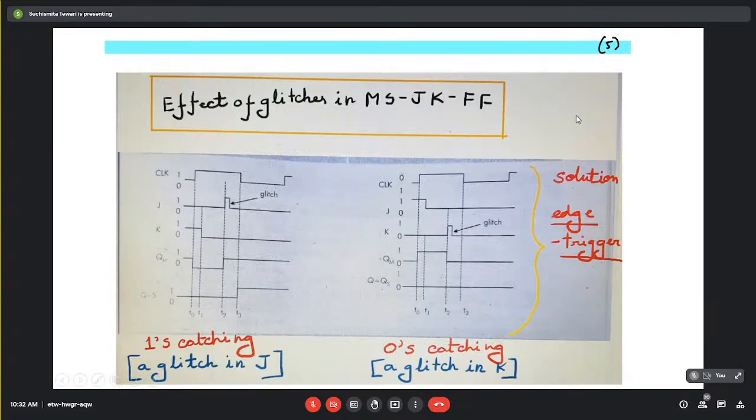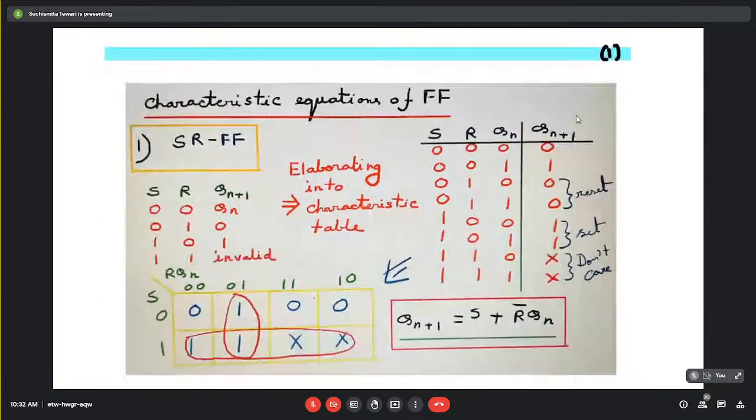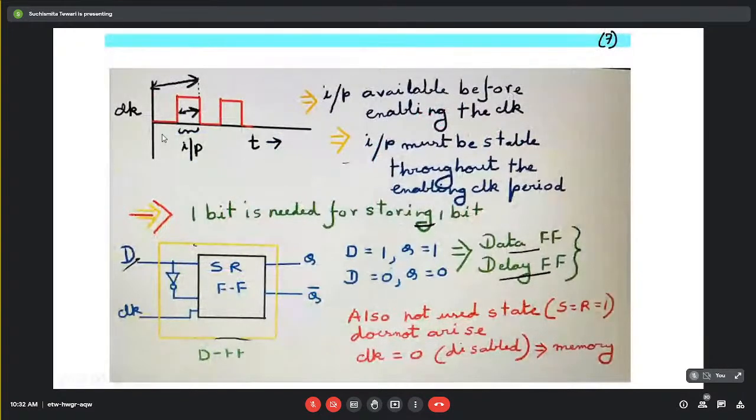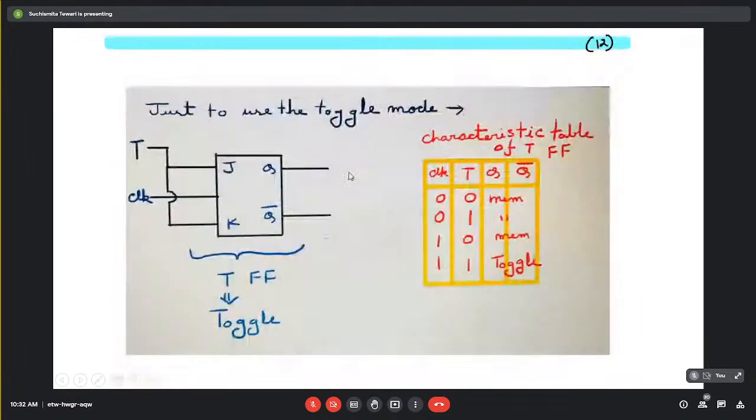Next comes the problem that we were talking about. We were talking about the situation when the restriction was this. During this entire enabling period, if the input changes, it will affect the output. So we need to make sure that the input remains constant during this entire enabling period of a single clock pulse. That we need to discuss in detail now.